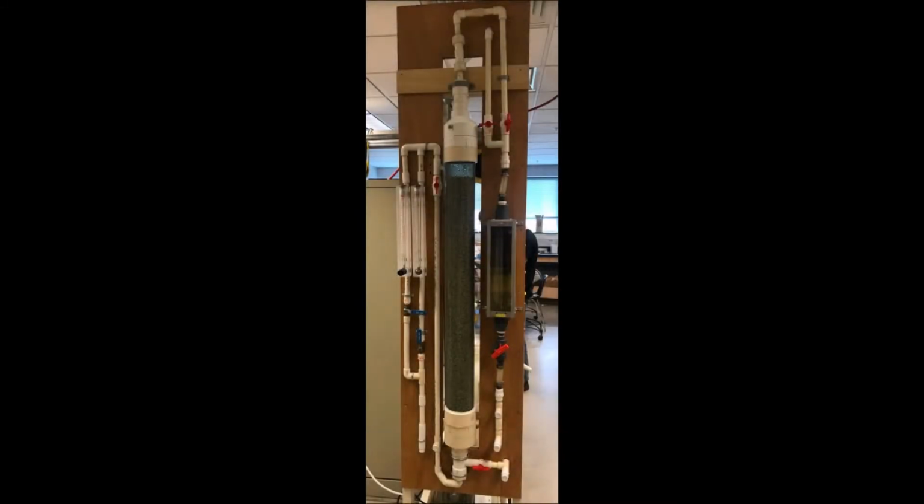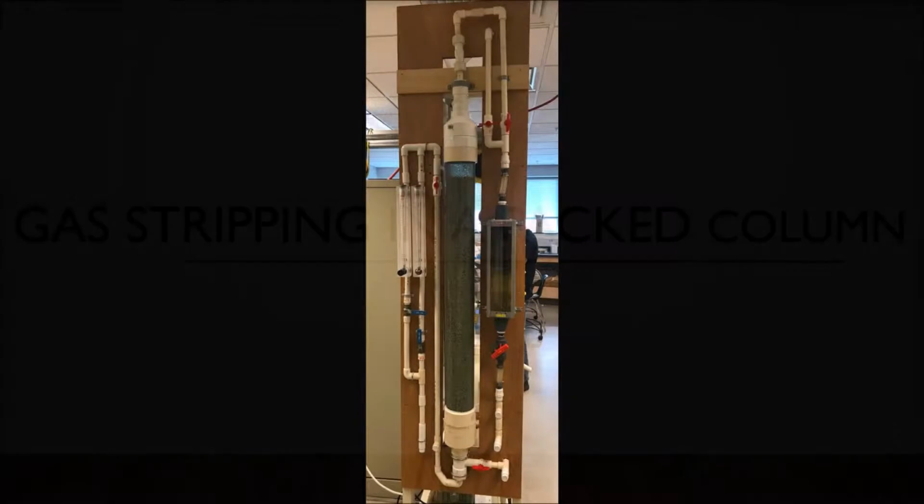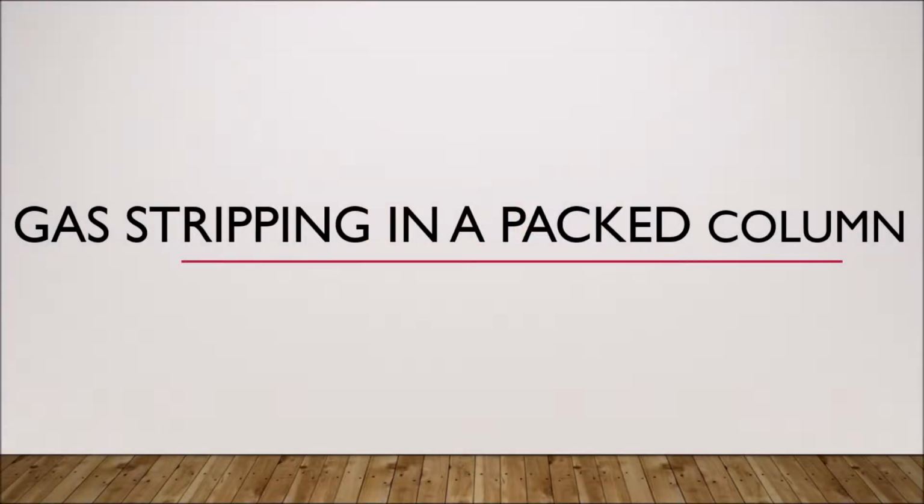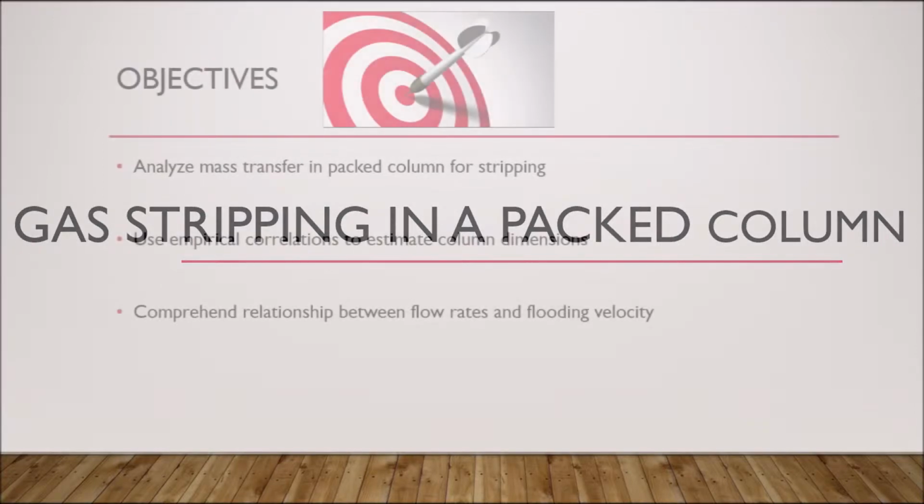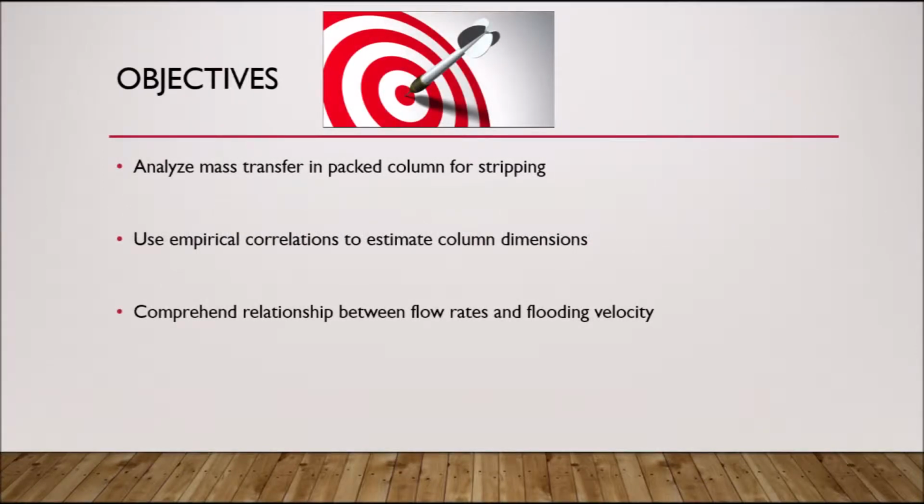When you see this, you might ask, what is this? Well, my friend, this is a packed column, and today I will be guiding you through the gas stripping in a packed column. Now, the objective for a gas stripping packed tower is to strip a contaminant from a liquid with a gas. Therefore, we need to analyze mass transfer in such liquid-gas operation.